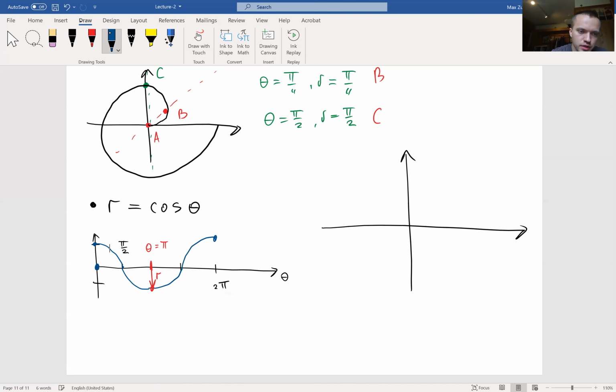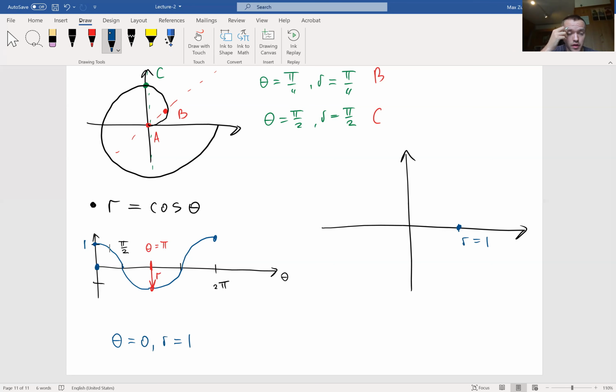When theta is equal to 0, then the value of your r is going to be equal to 1. So that means when theta is equal to 0, I'm going to have this point over here. Just give me a second. Cosine theta is going to be equal to 1. So it's going to be here.